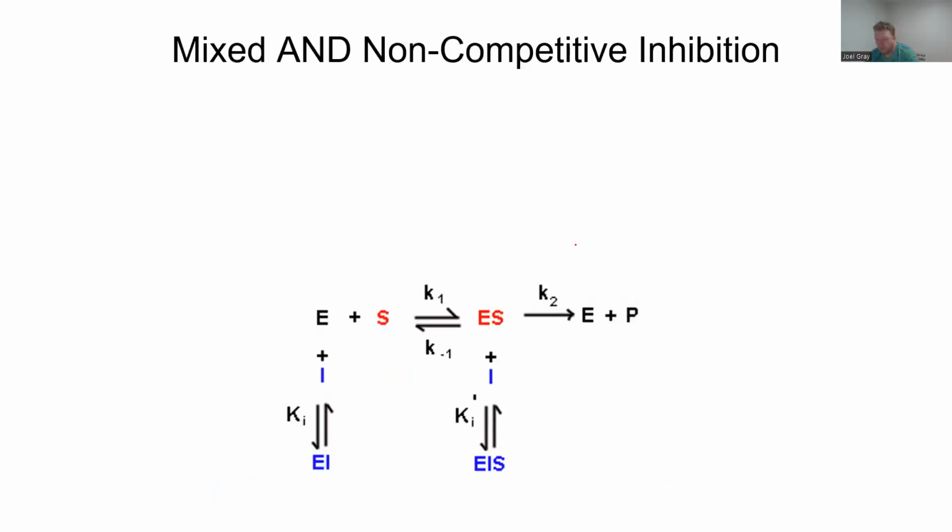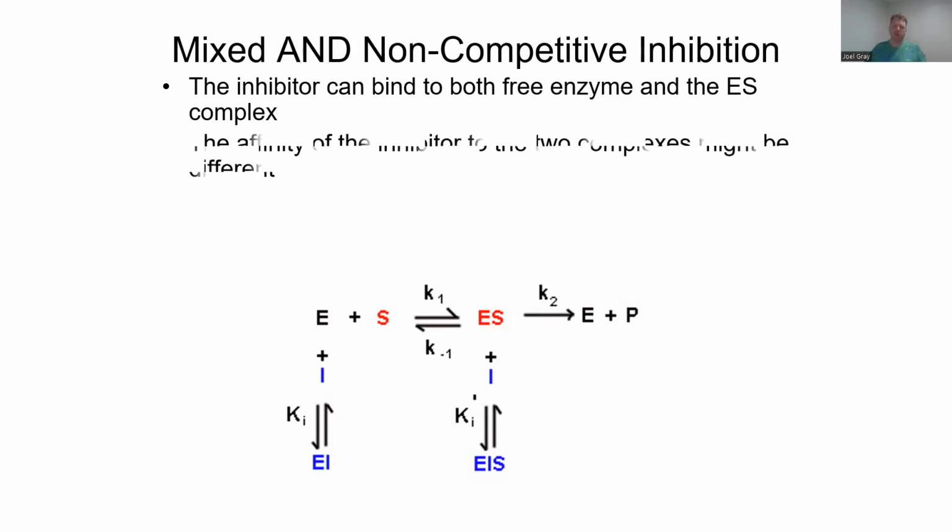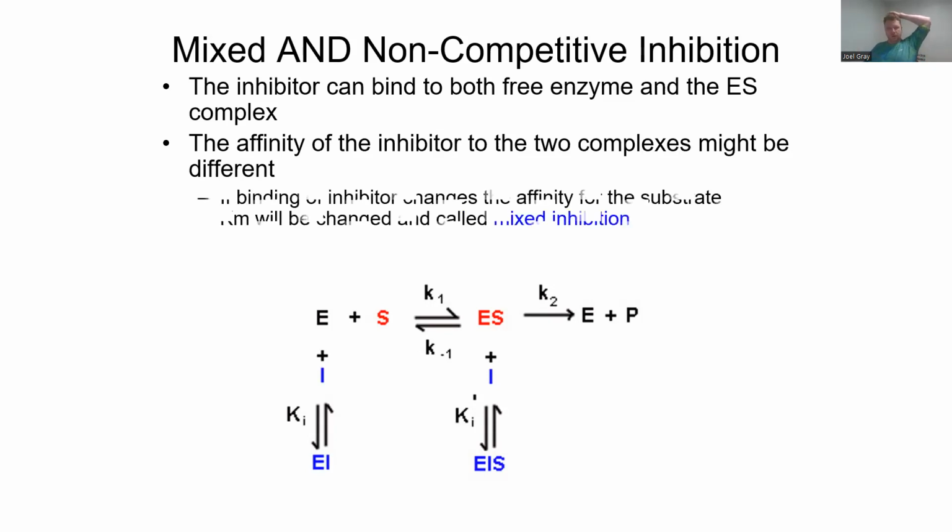Now, a mixed and a non-competitive model. This is a little bit tricky because this is a combination of different kinds of models and different displays. This is the type of inhibition where an inhibitor can bind to both the free enzyme and the enzyme substrate complex. To put that into a graph is a little bit tricky. The inhibitor can bind to both the free enzyme and the enzyme substrate complex displayed. The affinity of the inhibitor to the two complexes might be different.